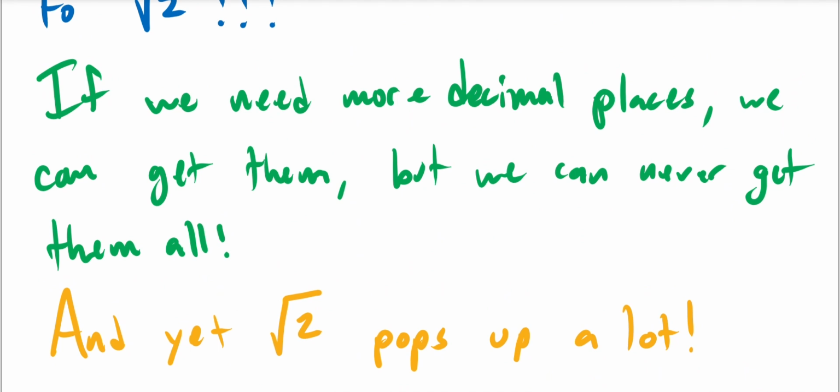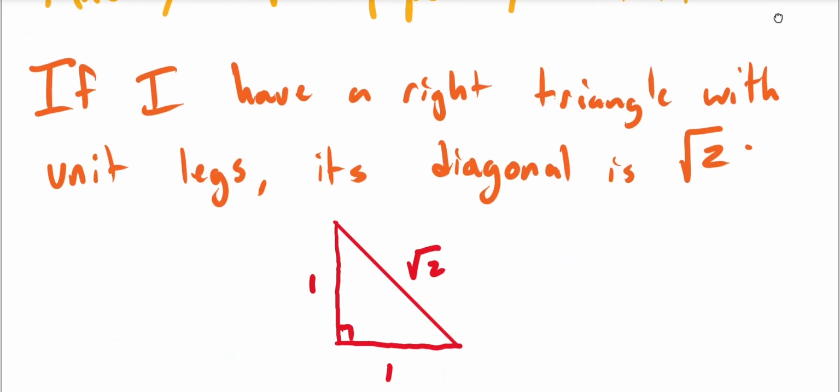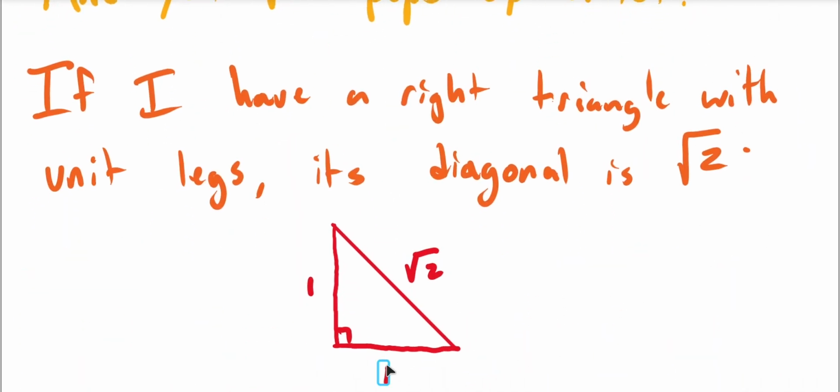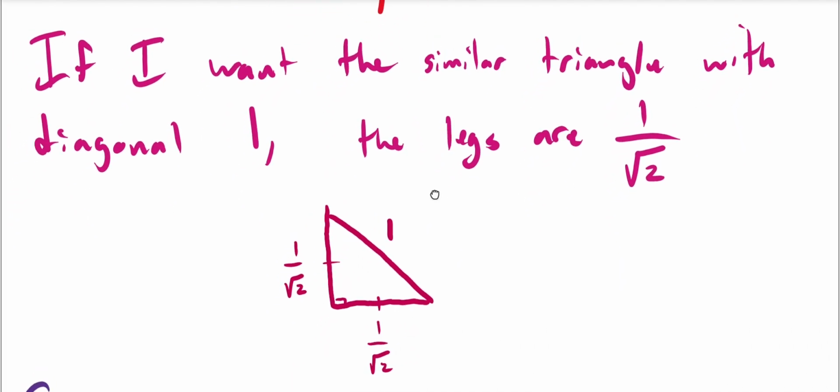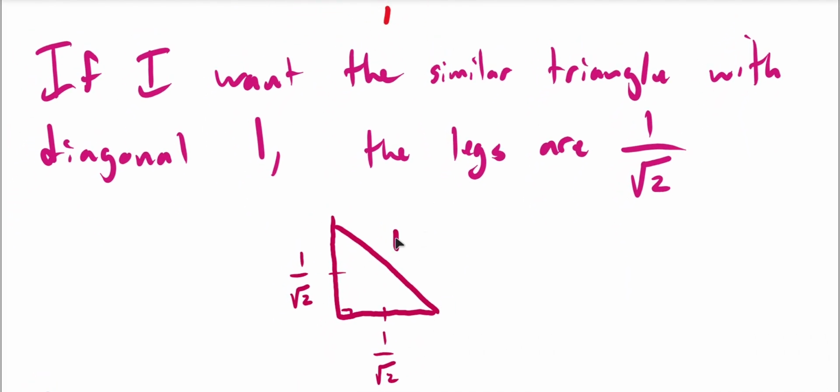And yet, for something we can only ever approximately know in a concrete sense, the square root of 2 pops up quite a bit, especially in geometry. For example, it pops up whenever I have a right triangle which is also isosceles. If the right triangle has two legs of length 1, the hypotenuse's length is the square root of 2 by the Pythagorean theorem. And if we want the similar triangle whose diagonal is 1 instead, dividing everything by the square root of 2 gives us this triangle. And so it's a geometrically meaningful question to say, well, what is 1 over the square root of 2?